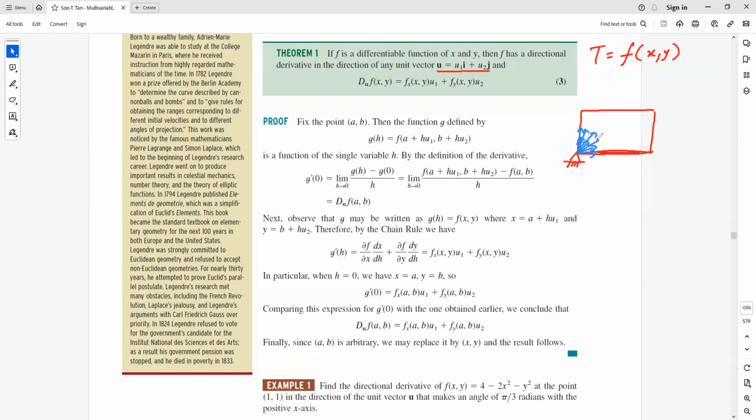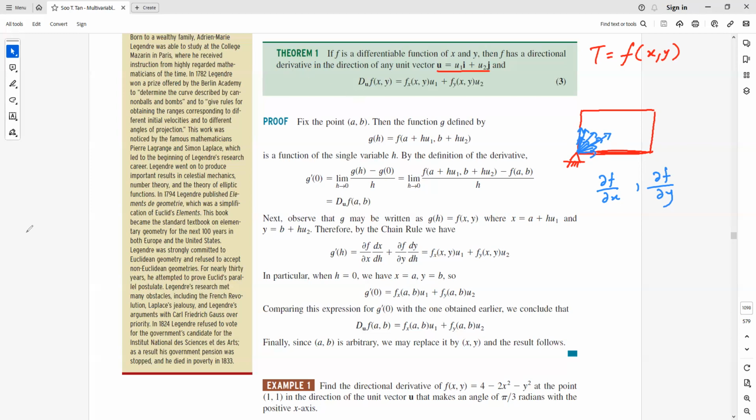Now if we find partial f over partial x, we know that we are finding the rate of change in the x direction. And if we find partial f over partial y, we are finding the rate of change in the y direction. But what if we are concerned with finding this rate of change in any other direction? This brings us to the notion of the directional derivative.